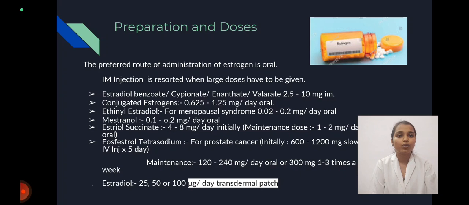Now, preparation and doses. The preferred route of administration of estrogen is oral, but whenever we have to give large doses of estrogen, then we have to administer it intramuscularly. The preparations are estradiol benzoate, cypionate, enanthate, valerate, 2.5 to 10 mg intramuscular. Conjugated estrogen, 0.625 to 1.25 mg per day oral. Ethinyl estradiol for menopausal syndrome, 0.02 to 0.2 mg per day oral. Others are mestranol, estriol succinate, fosfestrol tetrasodium, etc.